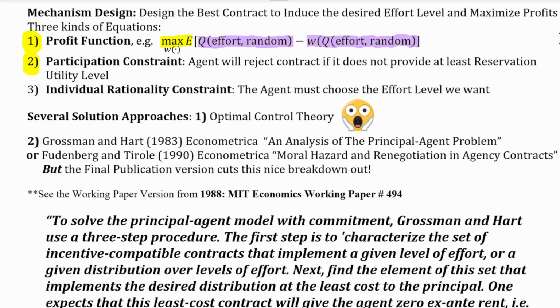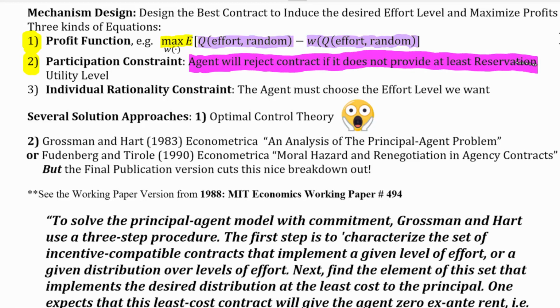So the agent is going to reject the contract that we offer if it doesn't provide at least that reservation utility of 10 that we were talking about. And the third is an individual rationality constraint. The individual rationality constraint says that whatever contract we offer this agent, it's going to have to ensure that the agent provides the effort level that we want the agent to have.